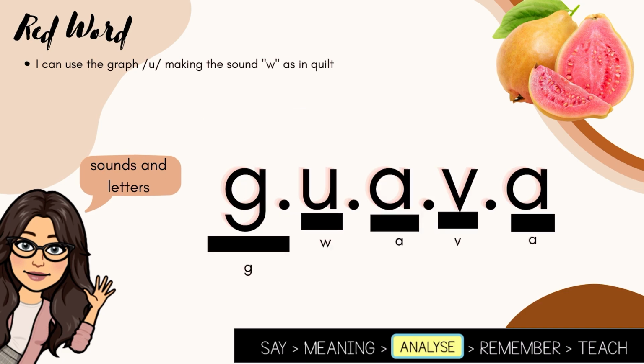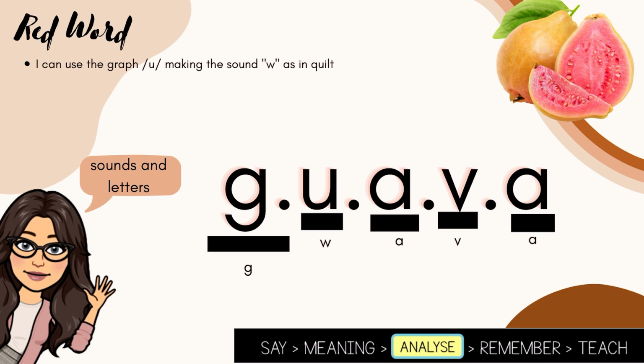Okay, what sounds and letters can we hear in the word guava? Let's look at the sounds that we can hear first. We can hear the sounds g, w, a, va. Now you can see that at the bottom I have put the sounds that we can hear in the smaller letters, and you can see that the graph U is actually making the W sound. It doesn't make the U sound, it is making the W sound. So we pronounce the word guava. Now the letters that make up this word are the letters G, U, A, V, A.